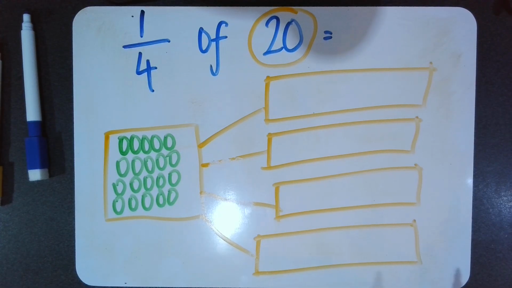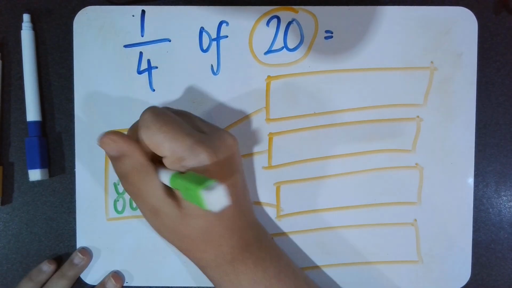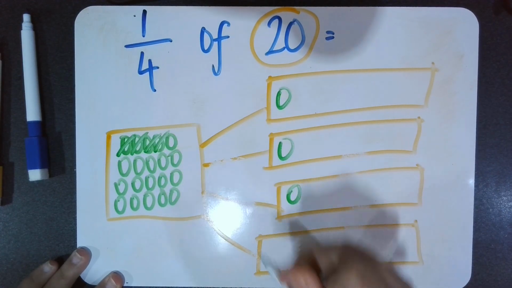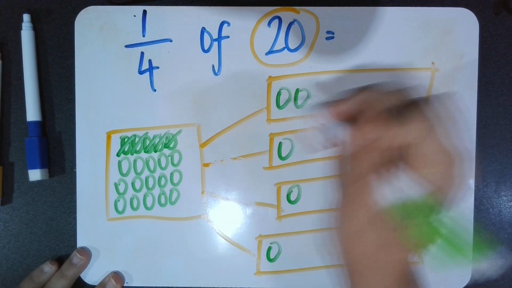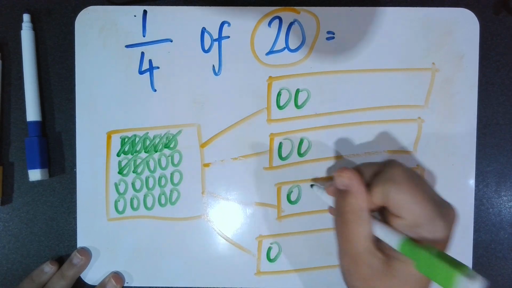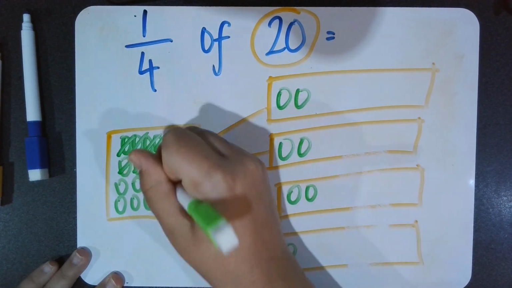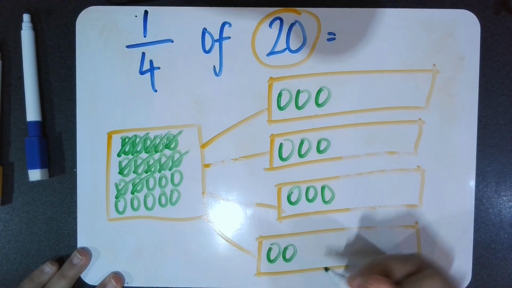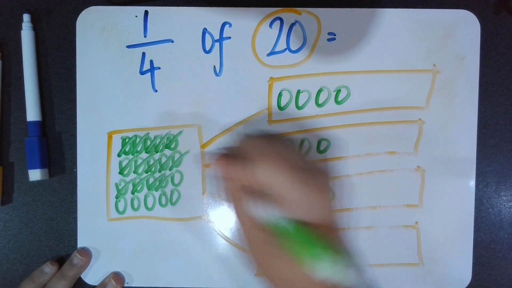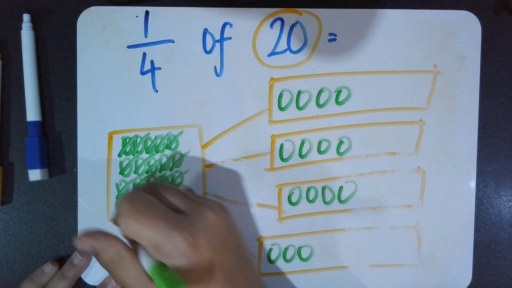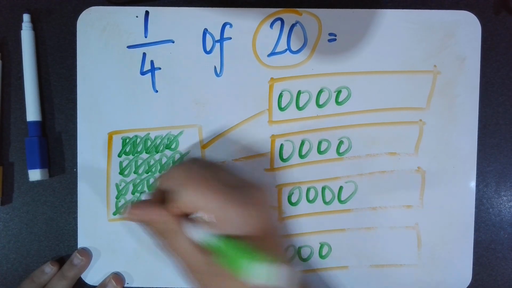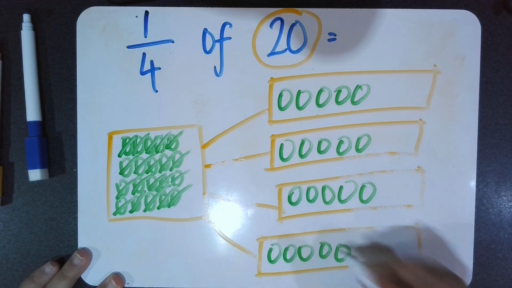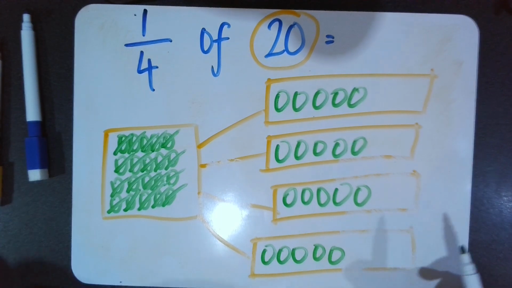Great. Now we're going to cross and add into each group. Cross, add, cross, add, cross, add, and so on until all 20 are shared out. Okay, let's check we've got the same amount in each group.